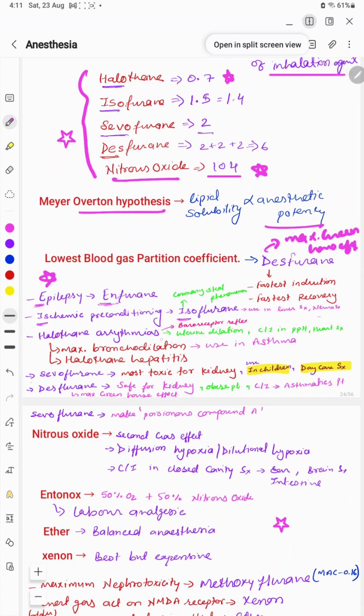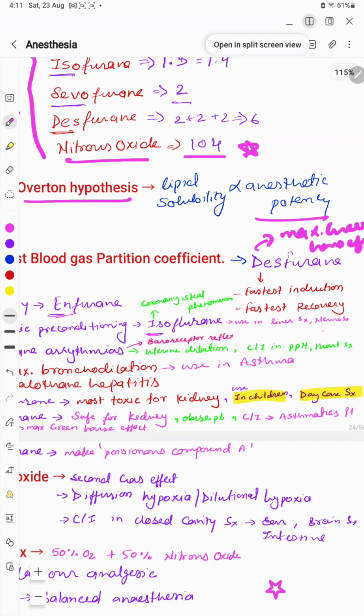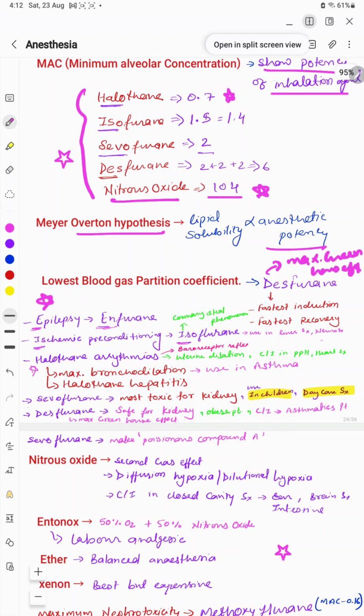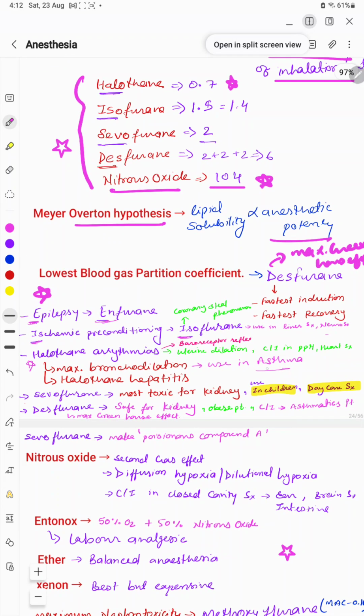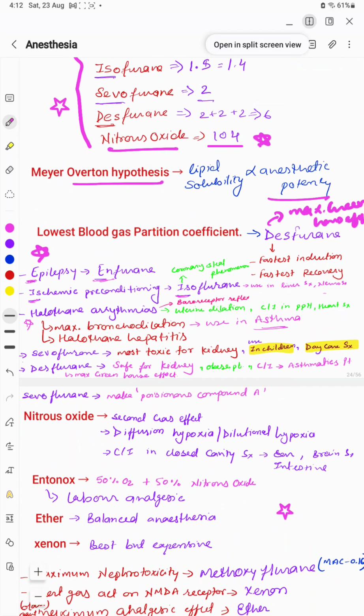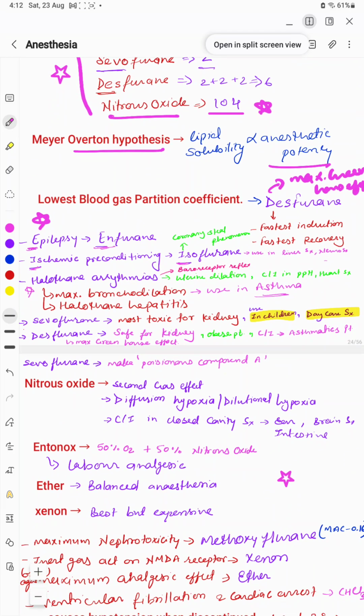Okay, halothane causes arrhythmia. Many questions you will find on halothane. Halothane shows baroreceptor reflex and uterine relaxation, and is contraindicated in PPH and heart surgery. But where do we use halothane? We use it in asthma, because it gives maximum bronchodilation. Halothane causes hepatitis, so it is toxic to the liver. So when the liver is not good, you will not use halothane.